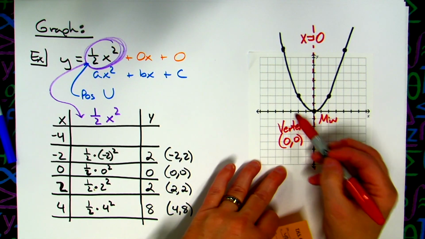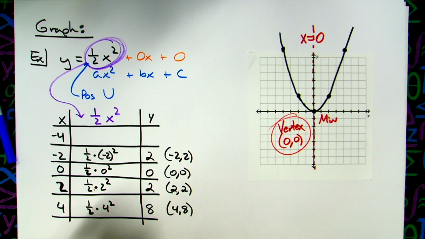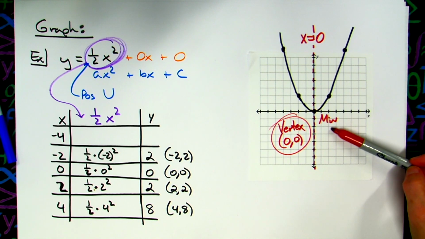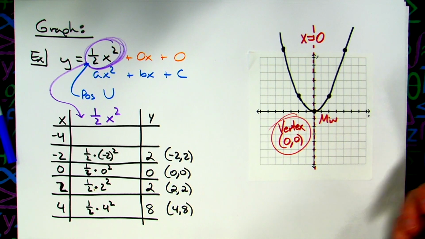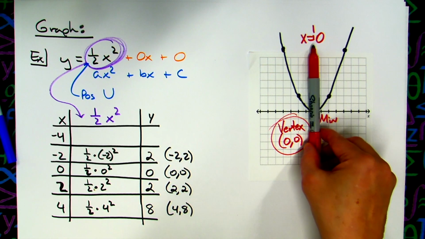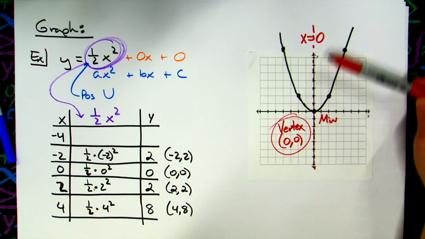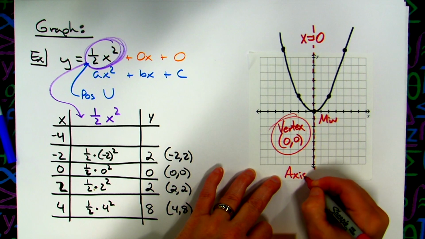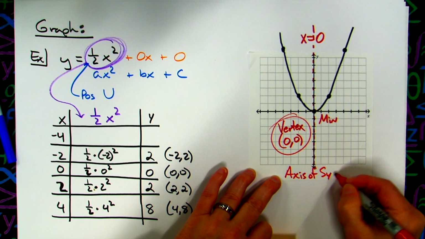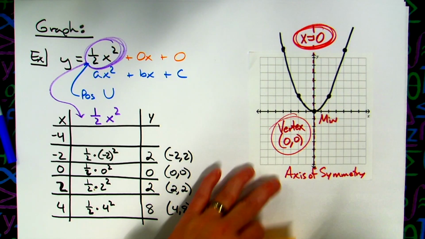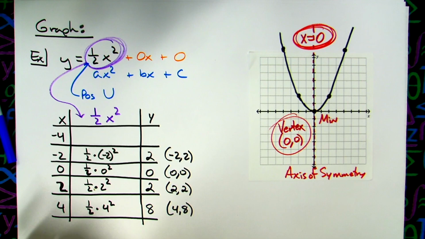So you ought to be able to give the vertex of the parabola as an ordered pair. You ought to be able to identify that vertex as either a max or a min. In this case, it's a min because it's the bottom point. You ought to be able to identify the fact that this is the axis of symmetry. It's a dotted line. It goes through that vertex. And the equation of that axis of symmetry, let's actually label it axis of symmetry, is x equals whatever the x coordinate is.